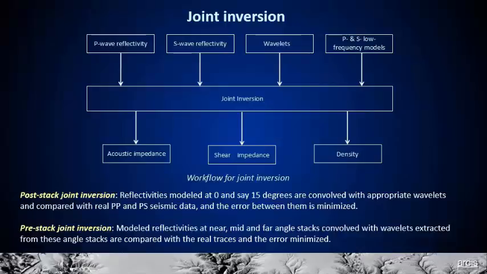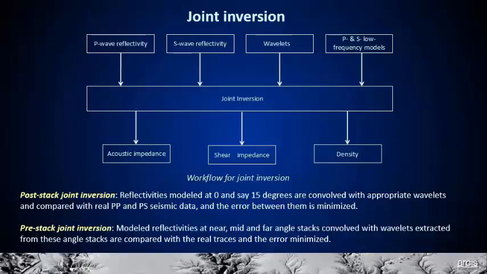Now, when we are talking about the post-stack joint inversion, obviously we are following a model-based type of workflow here. The reflectivities are modeled for the post-stack data at 0, or something like 12 or 15 degrees, whatever the minimum angle is. They're convolved with appropriate wavelets, and then they're compared with the real PP and the PS data, and the error is minimized in an iterative way, and that's how we get acoustic and shear impedance.